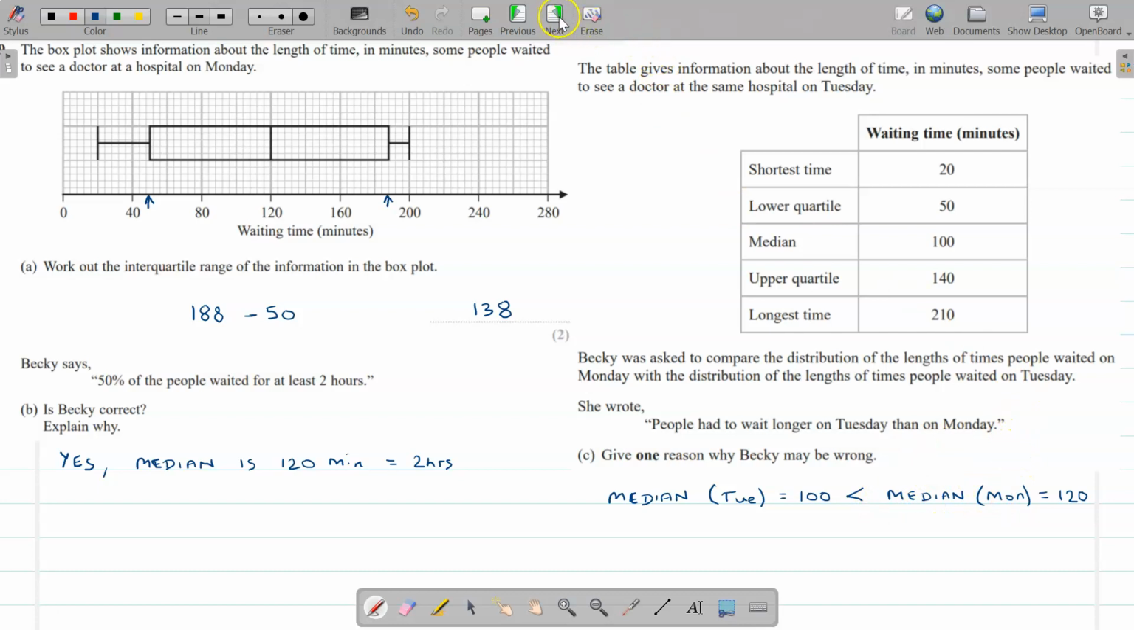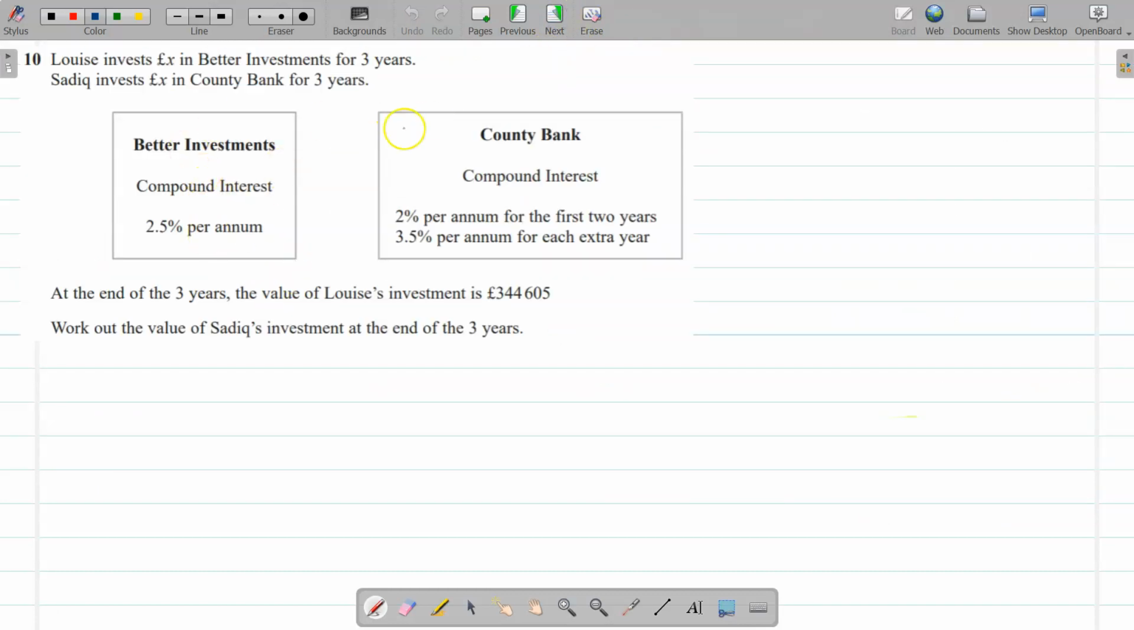Okay, next. 2 investments here. Louise puts X pounds in Better Investments for 3 years, and at the end of it, it's worth that. So let's do that first.